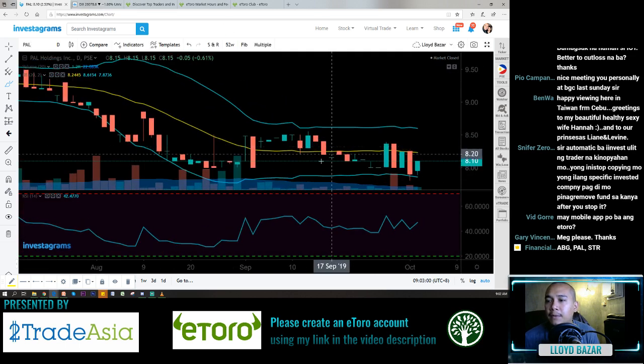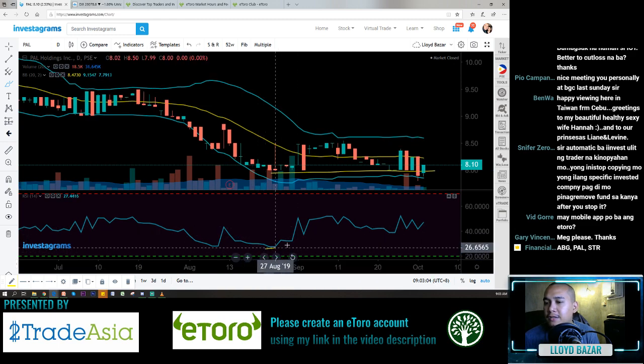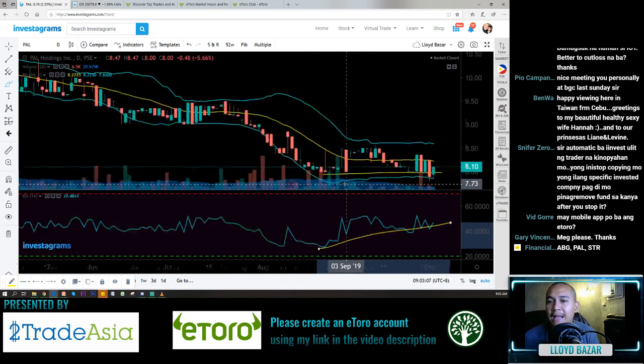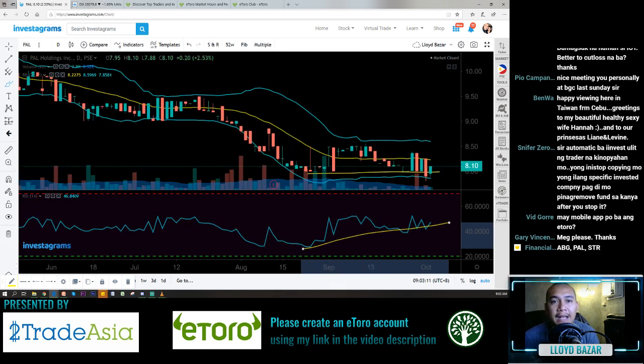Next si PAL. Right, si PAL, very good support. Nagda-divergence si PAL. So these are very good signals for PAL. And we are on a very long-term support for PAL already. So baka umakyat ulit si PAL after that.